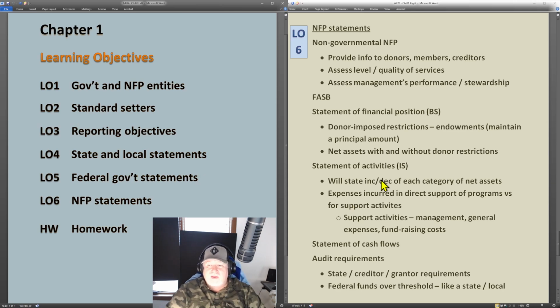And so we're looking at that here in the statement of activities. Expenses incurred in direct support of the program, in other words, how much of the dollar is going towards the mission versus support activities. Well, what are support activities? Obviously, you would have thought about management and general expenses. But what doesn't always come to mind is that one of the biggest non-mission or non-program expenses is that you've got to use some of that money to go out and raise more funds. Typically, you're constantly in some sort of fundraising cost.